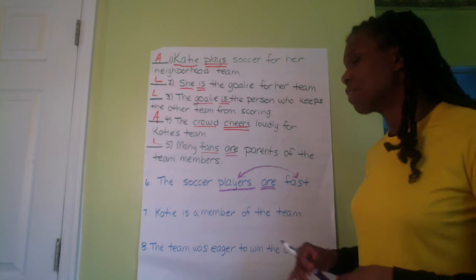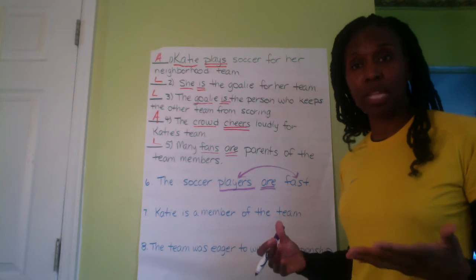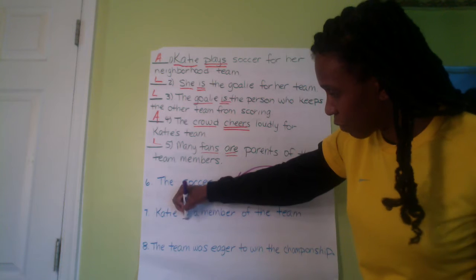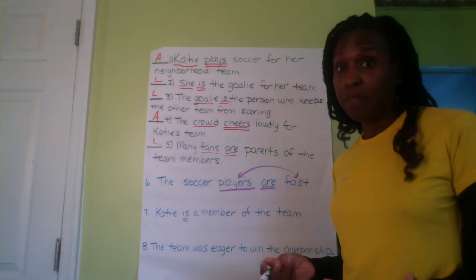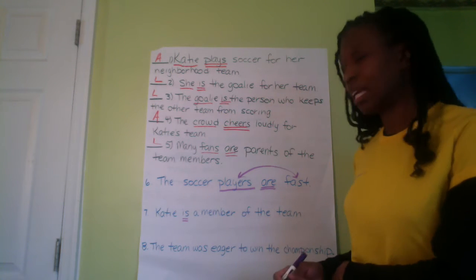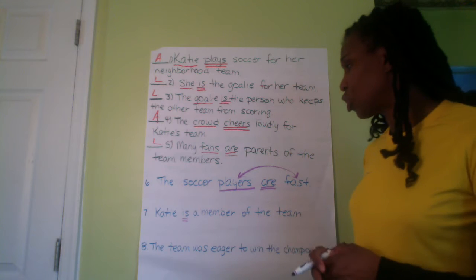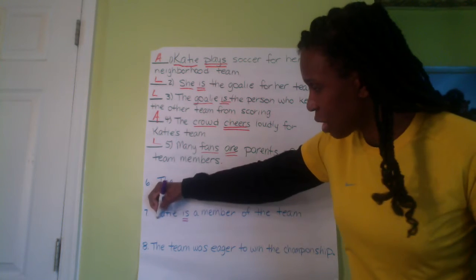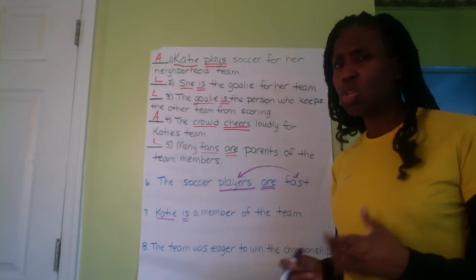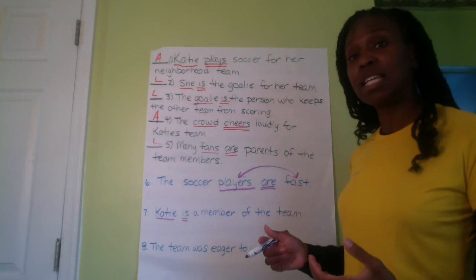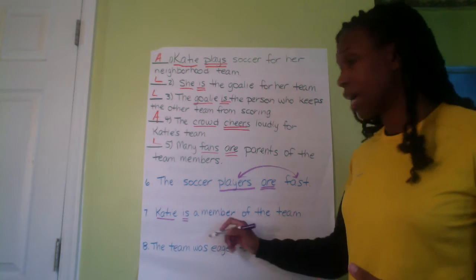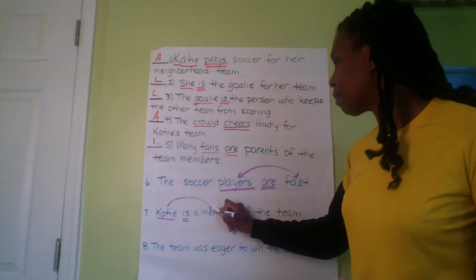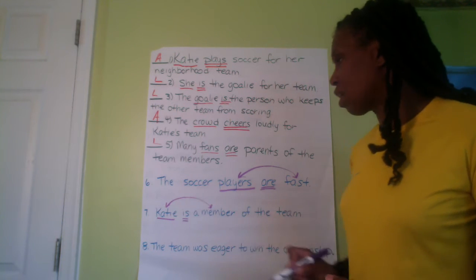All right, let's go on to the next one, number 7. Katie is a member of the team. Again, we already know we're looking for a linking verb. Am, is, are, was, were. Is is your linking verb. Okay? We need to find the subject to find out what it's linking the subject to. Who or what is? Katie. All right, that's our subject. And Katie is who or what? She is a member. Okay, so our linking verb is linking Katie to member. There you go.